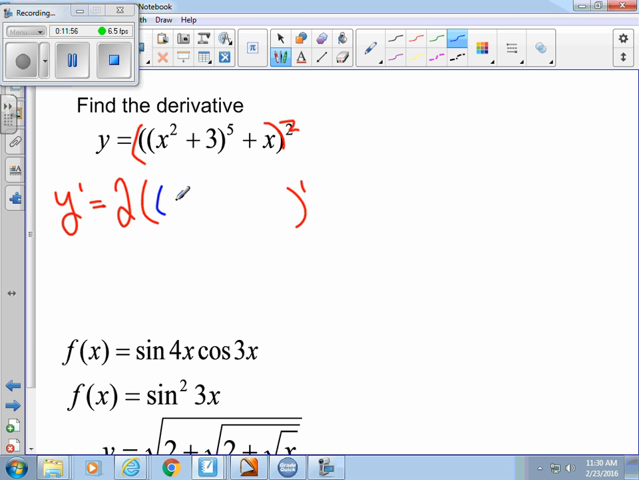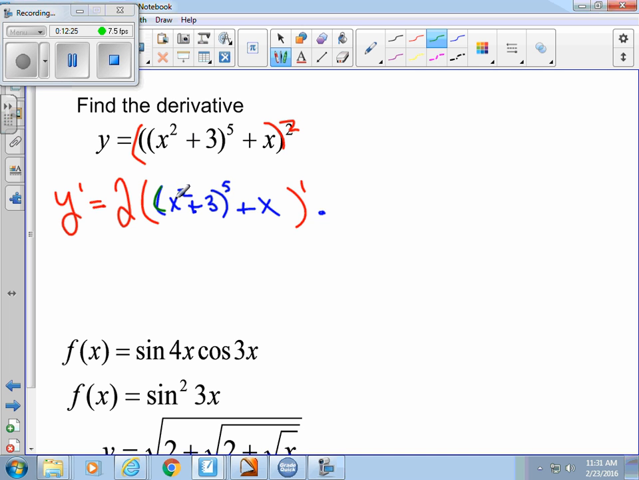So I'm going to do the derivative of the outside, leaving the inside alone. Well, the inside was x squared plus 3 to the 5th plus x, times the derivative of the inside. Well, the inside's that blue part. So now, if you can in your brain or on your paper, ignore the red part. Like, put your hands around the red part. I now just want to take the derivative of the blue part.